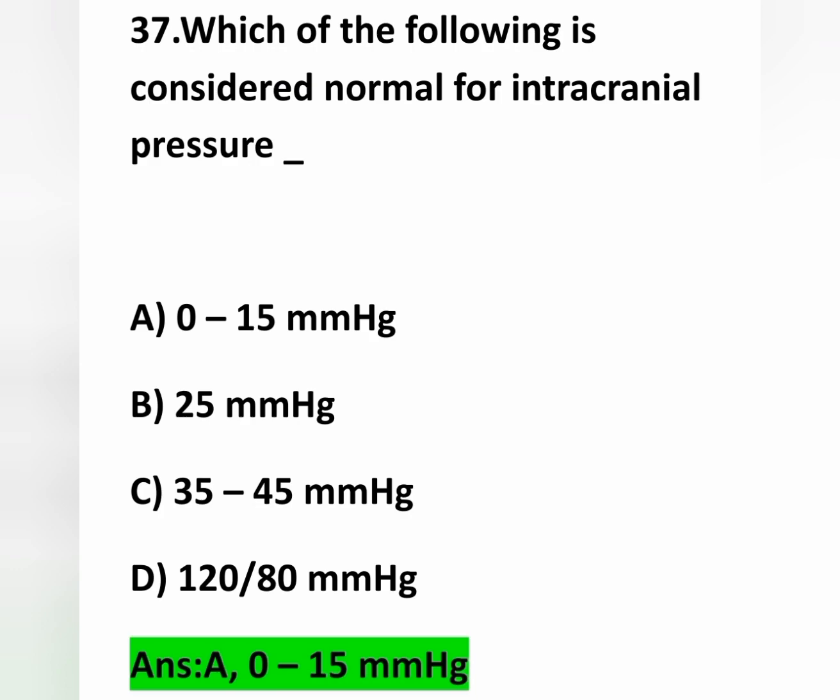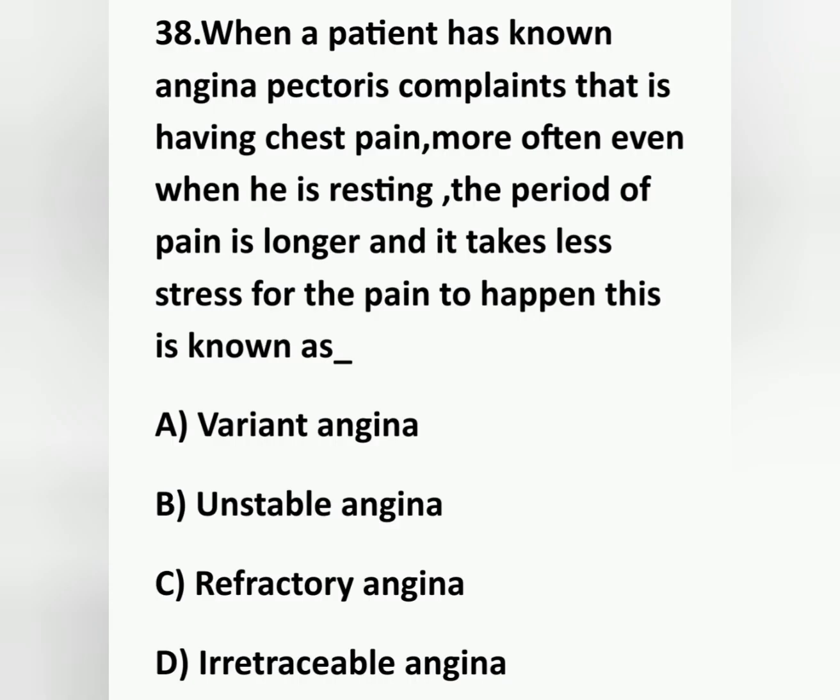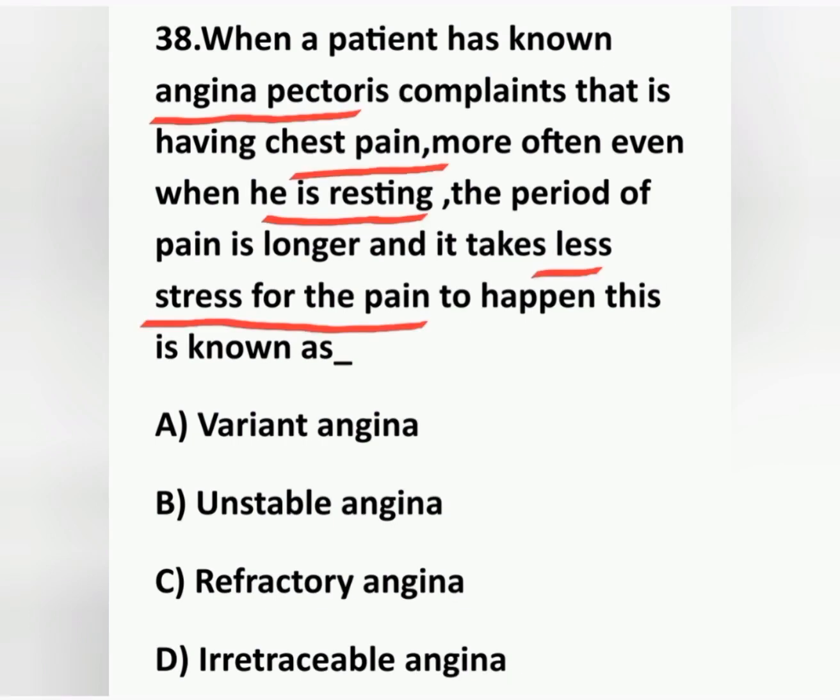Move on to the next question. When a patient has angina pectoris complaints, that is, having chest pain more often even when he is resting, the period of pain is longer and it takes less stress for the pain to happen. This is known as. Options. Option A, variant angina. Option B, unstable angina. Option C, refractory angina. Option D, irritable angina.